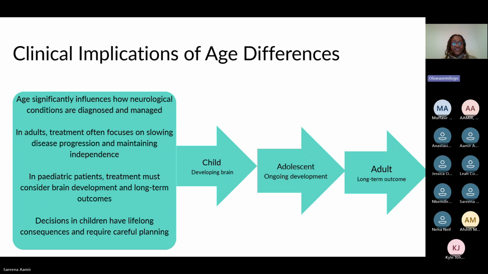Clinical implications of age differences. Age significantly influences how neurological conditions are diagnosed and managed. In adults, treatment often focuses on slowing disease progression and maintaining independence. However, in pediatric patients, treatment must consider brain development and long-term outcomes because decisions in children have long life consequences and require careful planning.